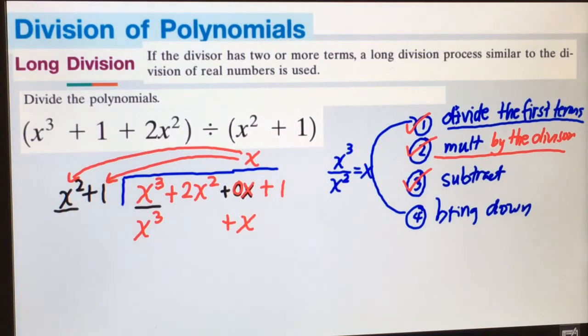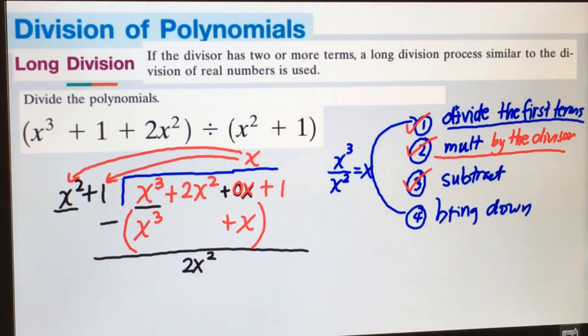When you subtract, you need to be careful. What I would suggest is to put parentheses around both terms that you got and make sure to indicate that you are subtracting, and then remind yourself that the subtraction distributes to both terms. I don't have anything to subtract from 2x squared, so I'm just going to bring that down here. Now 0x minus x gives me negative x. After subtraction, we now bring down. So I now bring down 1.